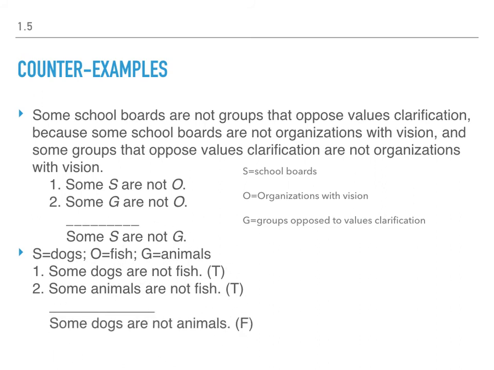Some animals are not fish. That's, of course, true, because that just means there's at least one animal which is not a fish. So, for instance, a bird would satisfy that. And the conclusion, some dogs are not animals, is false, obviously, because what it says is that there is at least one dog which is not an animal, and that's obviously false.